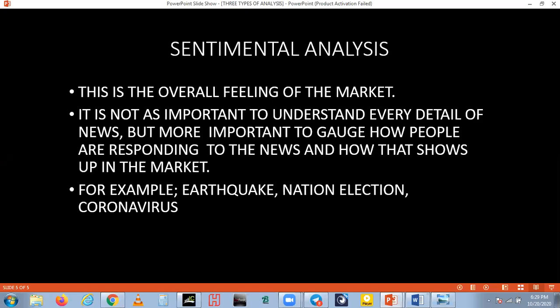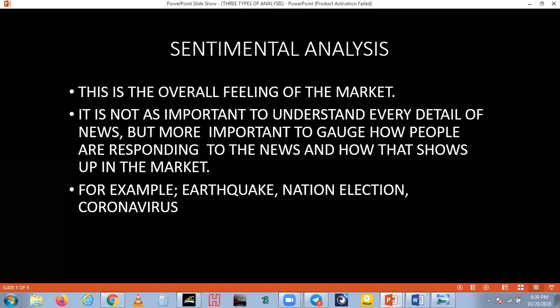It's not as important to understand every detail of the news, but more important to gauge how people are responding to the news and how that shows in the market. So, for example, if there's an earthquake in China, they expect the Chinese yuan to drop in value. Also, if there's a national election like the US election that's coming up in November now, some people will trade based on their feeling, how they believe the US dollar is going to go based on their feeling on who is going to win the presidency.